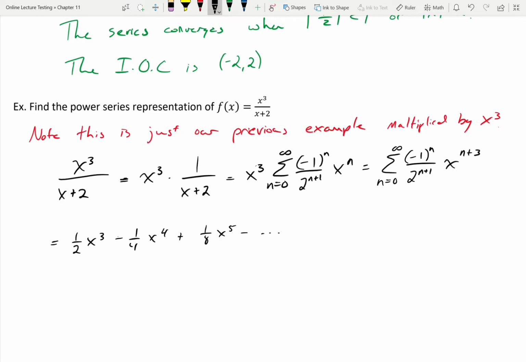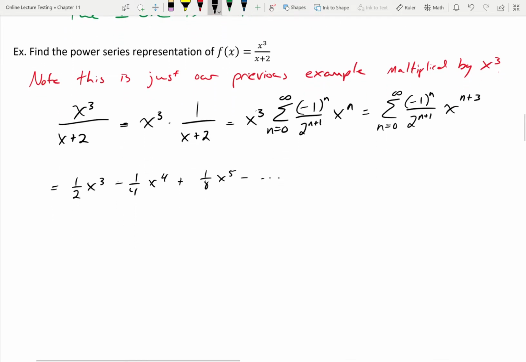And just like before, again, I'm multiplying by a constant value, so that is not going to affect my interval of convergence with this x. Okay, so the absolute value of -x over 2 has to be less than 1, and so the absolute value of x has to be less than 2. So just like before, the interval of convergence is -2 to 2.